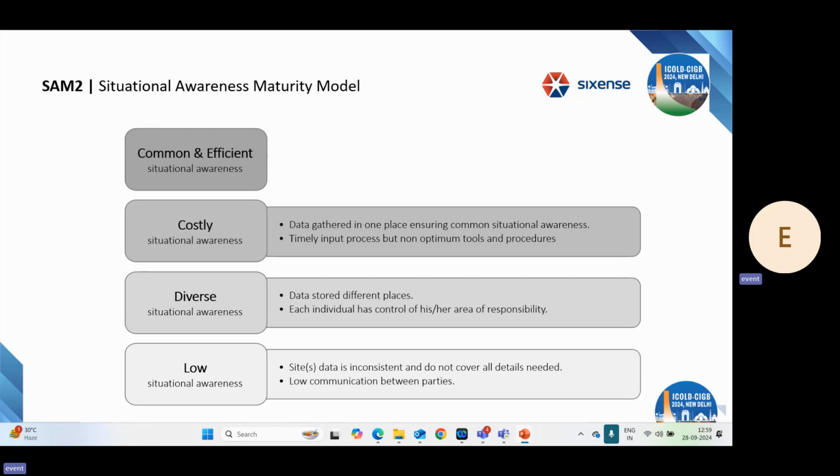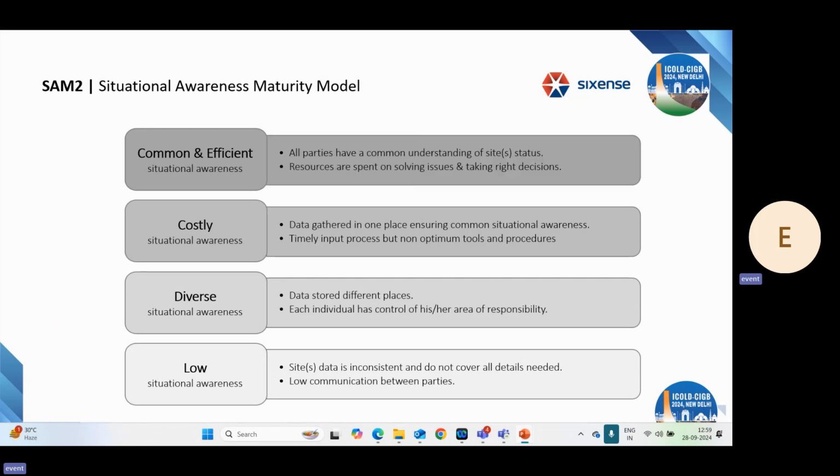Moving up one more, we get to costly. Data is gathered in one place, which is great. So we do have that common situational awareness, but it might take a lot of effort to get there. You're spending a lot of money getting all that information into one place. And at the top, we've got common and efficient situational awareness. This is really the aim. This is where we want to be. All parties have a common understanding of the site and the data, and resources are spent on solving issues and making decisions. Resources aren't spent on collecting the data, integrating it. The data's there. It's available for you to then make decisions. That's where we want to be.